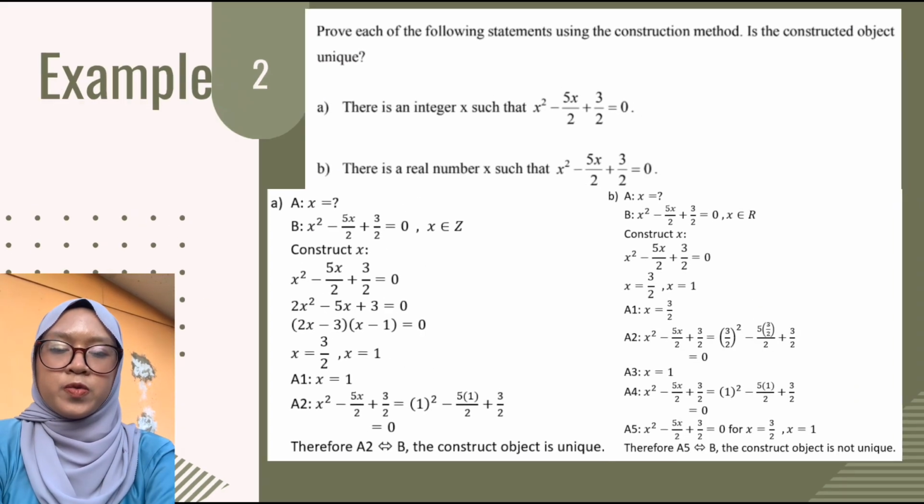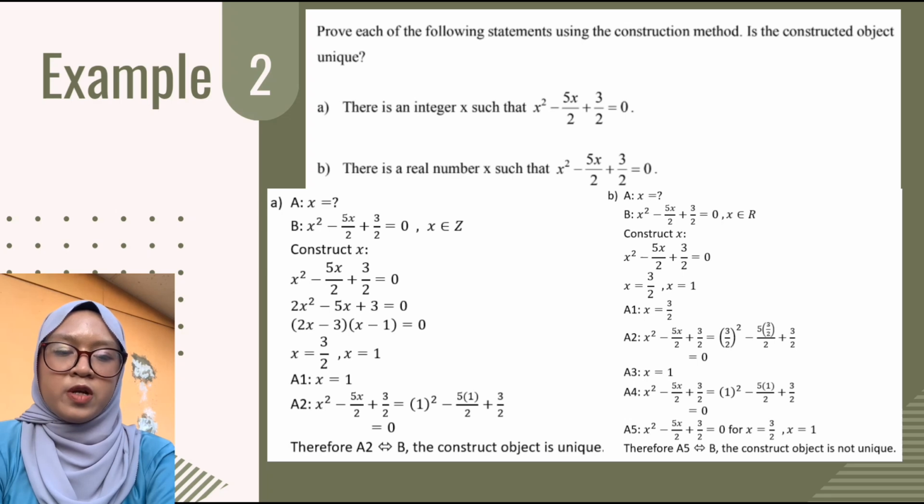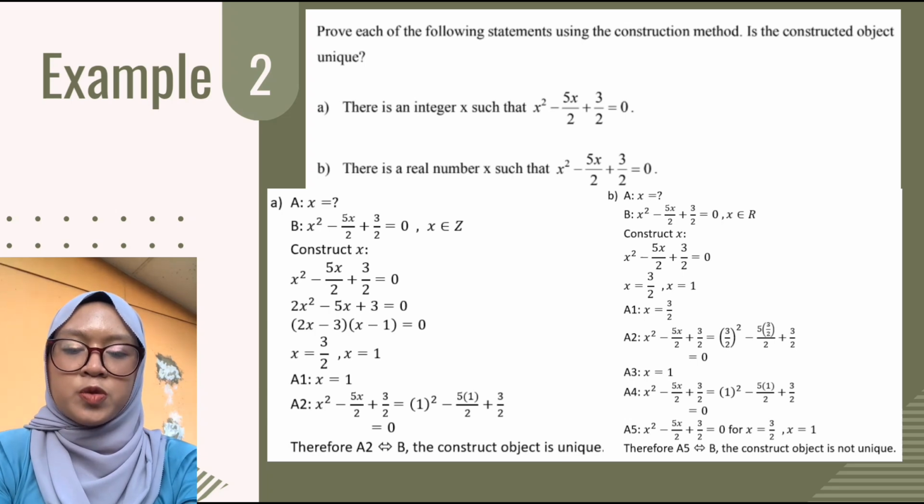Okay, next example 2. Prove each of the following statements using the construction method. Is the constructed object unique? A: there is an integer x such that x squared minus 5x over 2 plus 3 over 2 equals 0. We're going to answer question A first. Because we don't know what x is, B is x squared minus 5x over 2 plus 3 over 2 equals 0, where x is an integer.